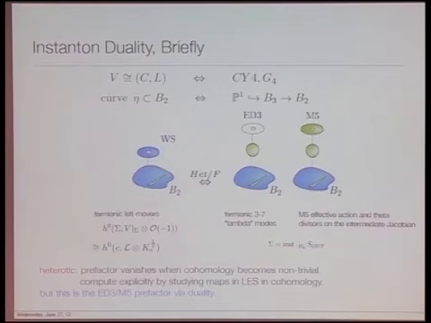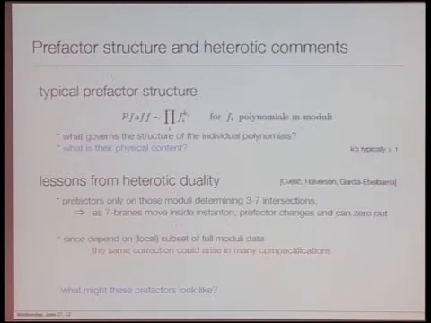So the point is that in the heterotic string, what you would do is that this prefactor vanishes when the cohomology becomes non-trivial. And so you would compute explicitly the prefactor by studying maps in the long exact sequence in cohomology associated with this sheaf cohomology group. But the point is that under duality, this is the Euclidean D3 or M5 instanton prefactor.